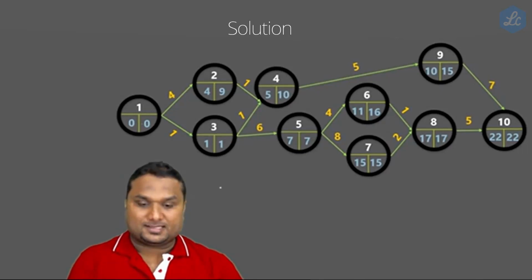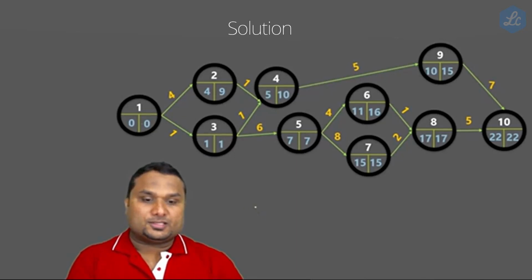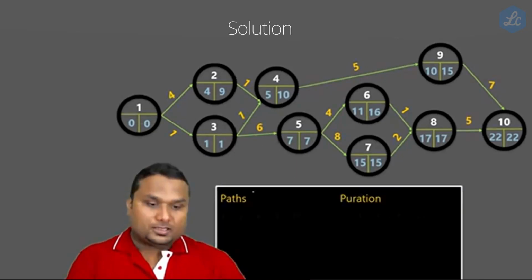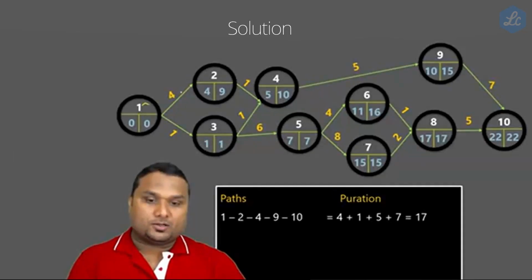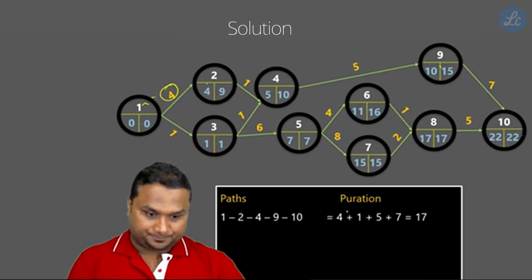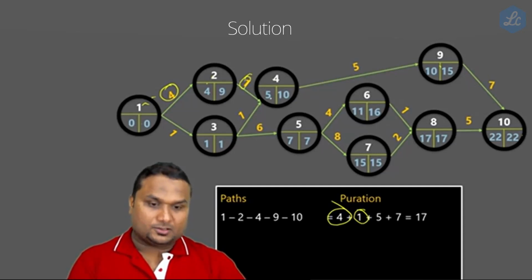Let's check it. Look at the routes. The first route is 1, 2, 4, 9, 10. This is the first route. This is 4 plus 1 plus 5 plus 7. The total duration is 17.